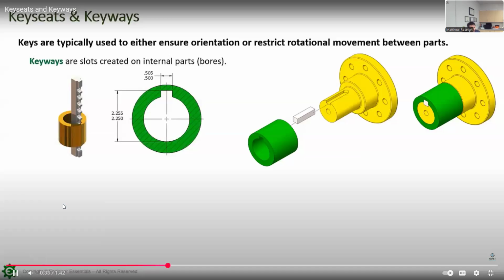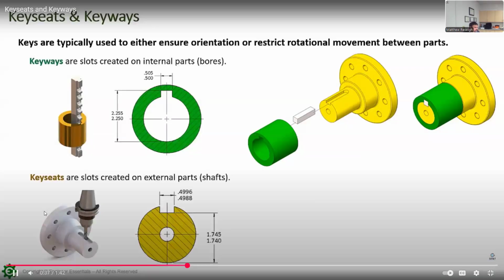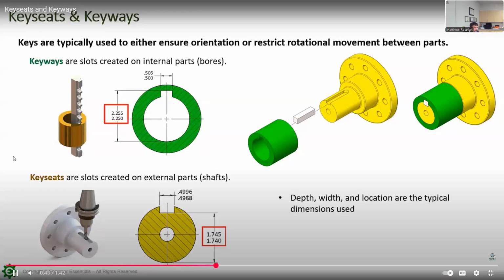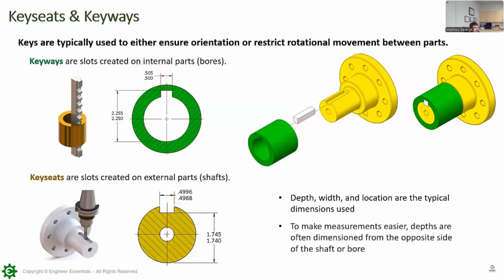Cylindrical feature. Key seats are slots created on an external feature, like shafts. On your prints, key seats and keyways will typically have their depth, width, and location specified, so as to give the full size and location of where the cut is to be made. To make a measurement of the depth easier, you should see the depth shown from the opposite side of the shaft or bore, so it can be easily measured with a set of calipers or micrometers.